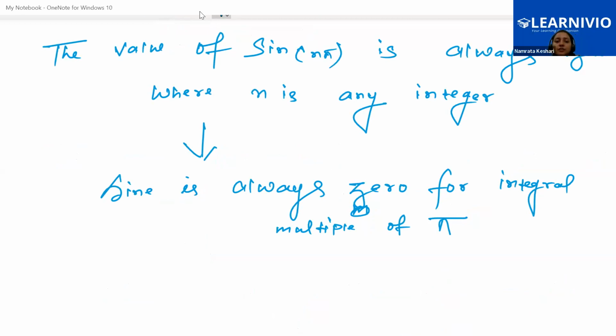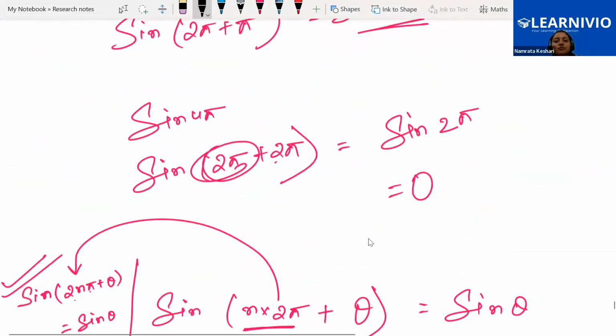Now, what about cos? Let's observe the pattern of cos in the table.